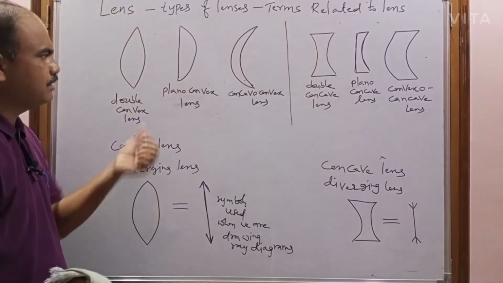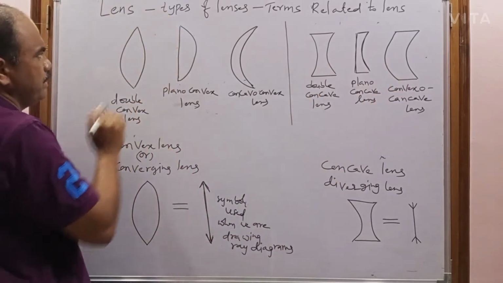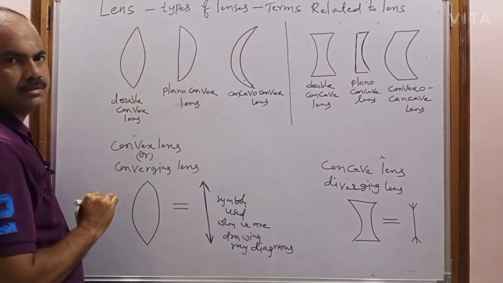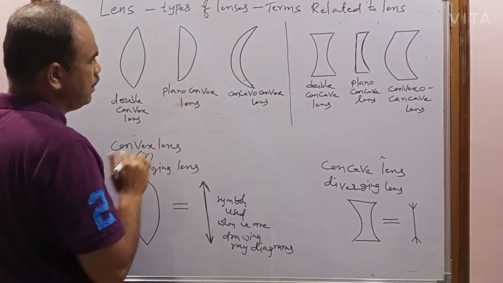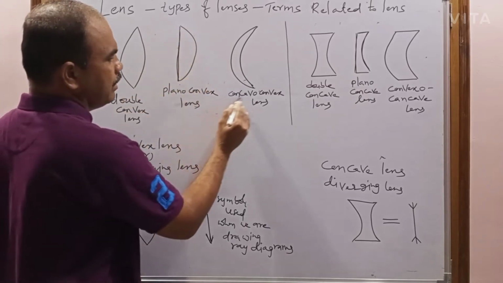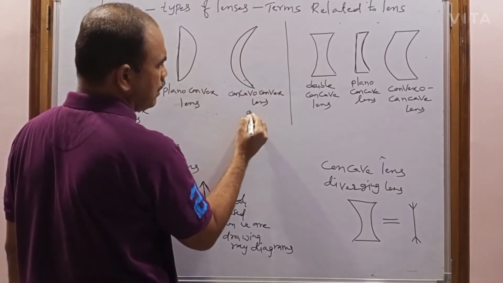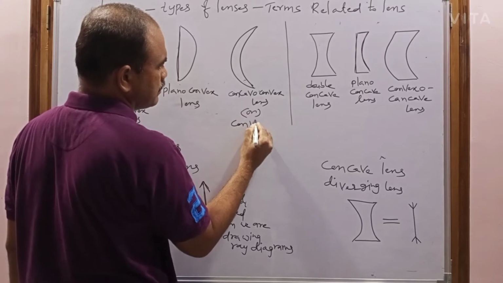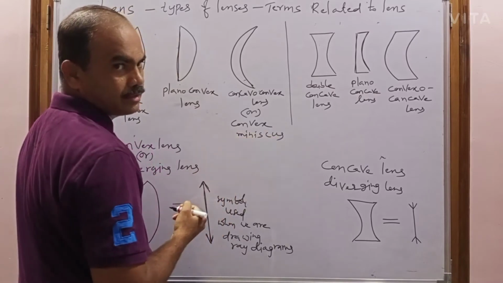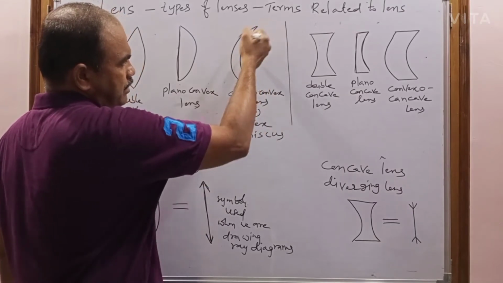So the convex lenses are 3 types and the concave lenses are also 3 types. Double convex means both surfaces are convex. Plano convex means one surface is plane and the other is convex. Concavo convex, where one surface is concave and the other is convex, is also called a convex meniscus.